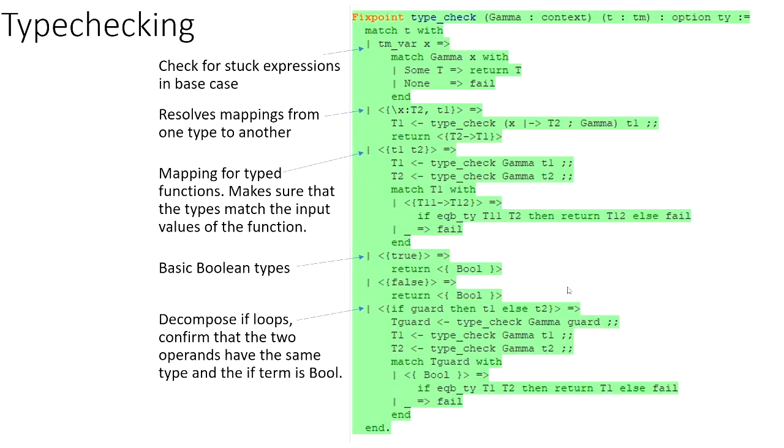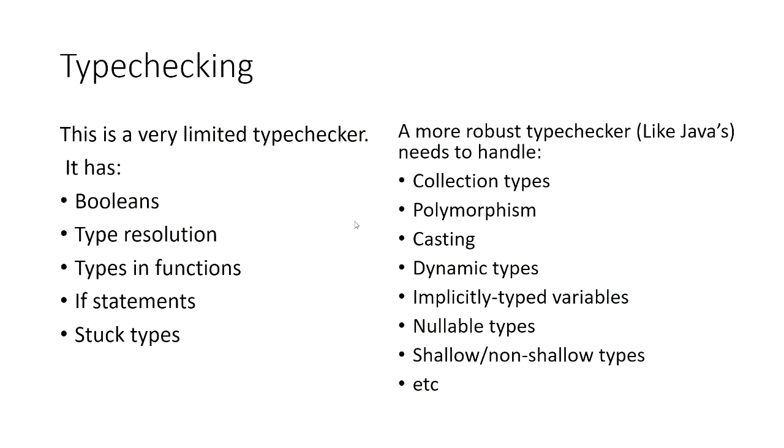Okay, so this is the basic format of our type checker. If we put a term in here with a context, we can determine its type fully or determine if it's stuck. So this is a very limited type checker. It only checks a few terms. It has Booleans, it has type resolution, it has types in functions, and it can compare functions which have a given input and output type. It has if statements, and it can determine if a type is stuck.